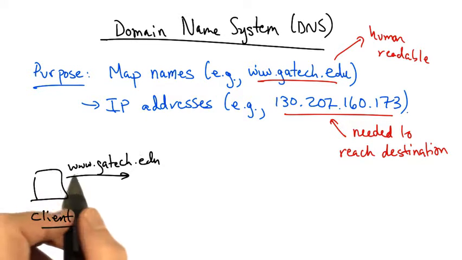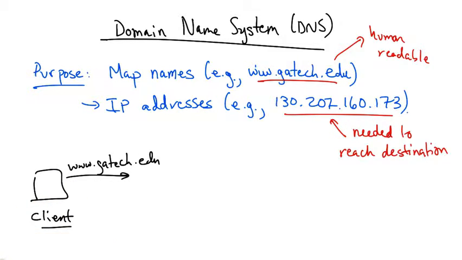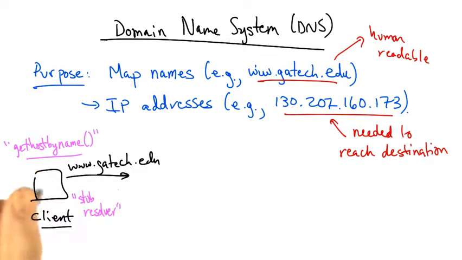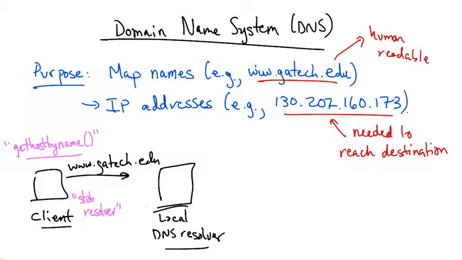A client might want to look up a domain name such as www.gatech.edu. A networked application's source code might do so by invoking a function such as getHostByName, which takes as an argument a domain name and returns an IP address. The client typically has what's called a stub resolver, and that stub resolver takes that name and issues a query. The stub resolver might have cached the answer, or the IP address corresponding to this name, but if not, the query is sent to what's called a local DNS resolver.